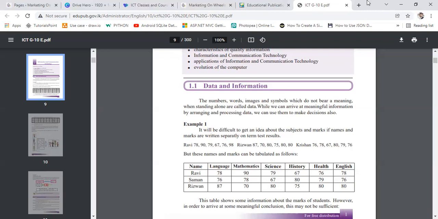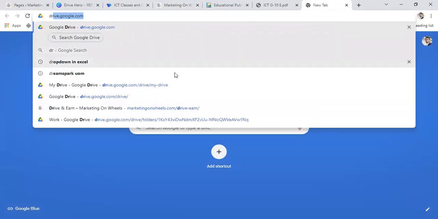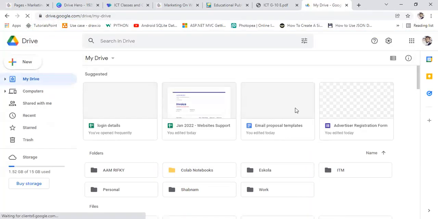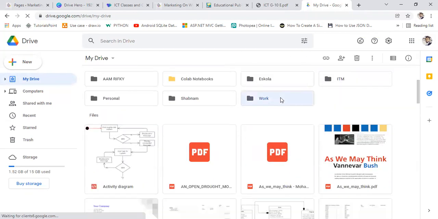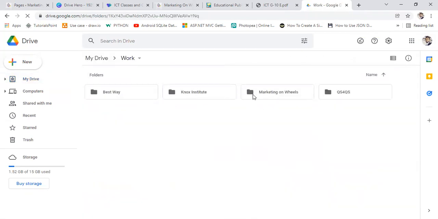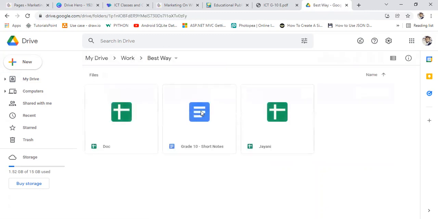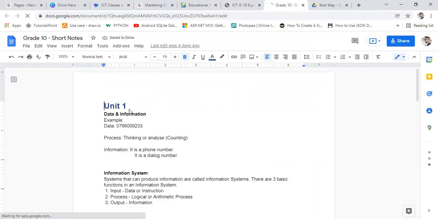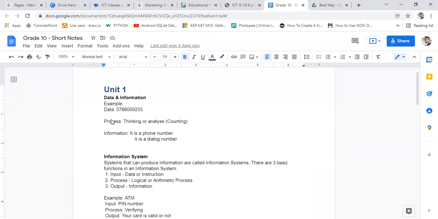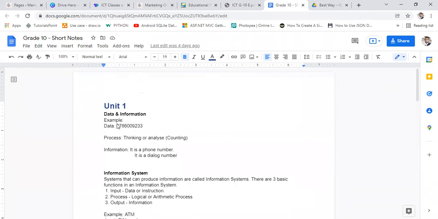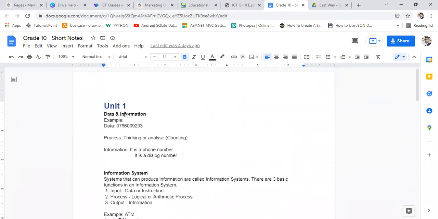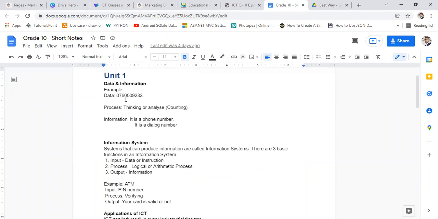Now, I have already written a few examples as a short note. When I was teaching a student, I wrote these things as a short note. So now you also can go through this. This is for unit 1, data and information. Now, for example, I have just mentioned this.